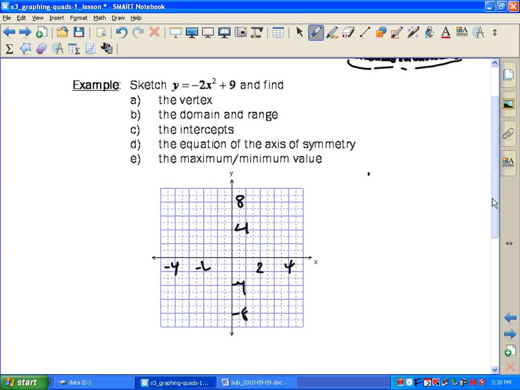So let's plot some points here. We know that that 9 up there is going to tell us the vertex. So we know that that's where it starts. Okay? Now, we don't know much else at this point. We don't. So let's plug in some numbers and see what we get.